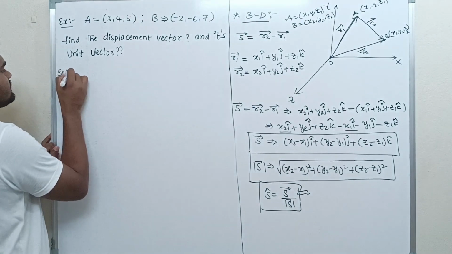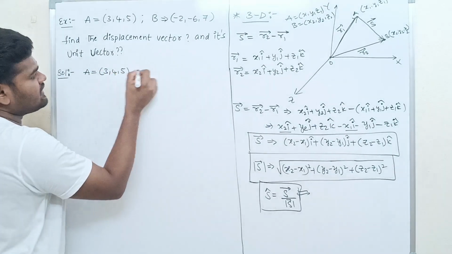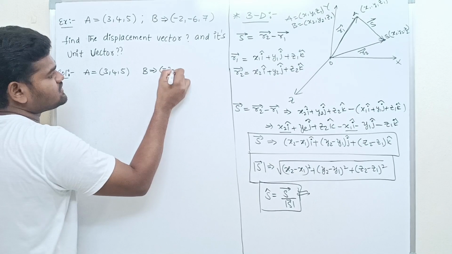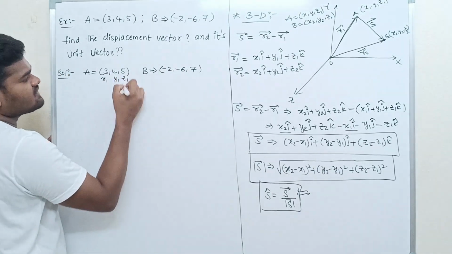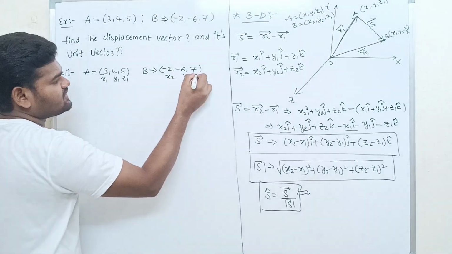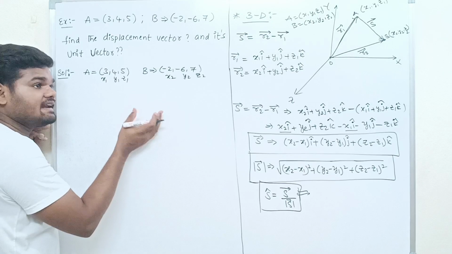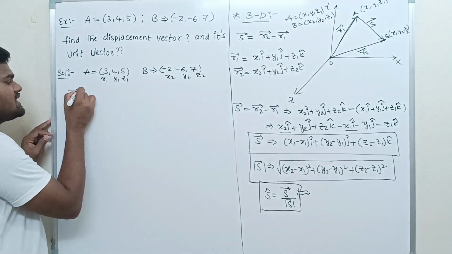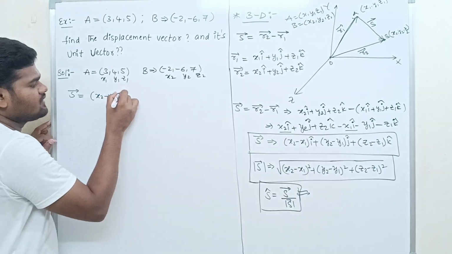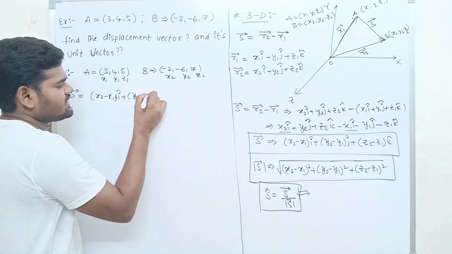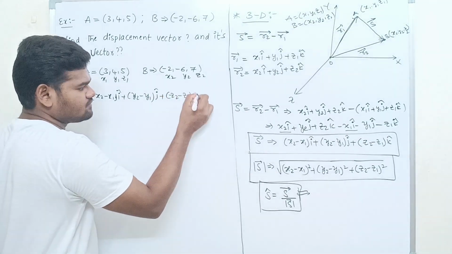Have a look at the solution. What is the point A here? 3, 4, 5. What is the point B? -2, -6, 7. So what are these? x1, y1, z1, x2, y2, z2. I'm just going to write the displacement vector directly. So what is S bar? Displacement S bar is equal to (x2 minus x1) i cap plus (y2 minus y1) j cap plus (z2 minus z1) k cap.